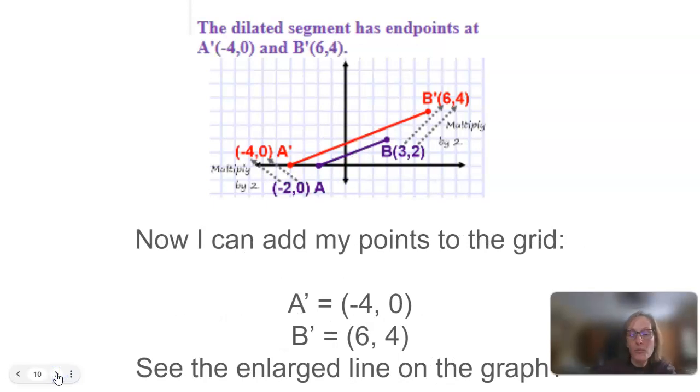And I can see that now plotted on the graph. Here's -4, 0, 6 and 4. And when I plot them on my graph, I can see that my new image is much larger than the original. See that? So here's the original, and here's the dilated line. It's been changed. It's been multiplied by the scale factor.